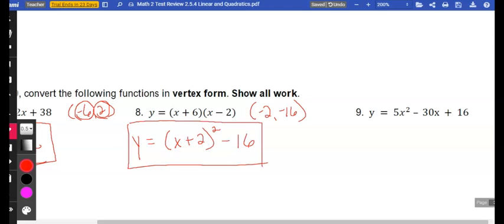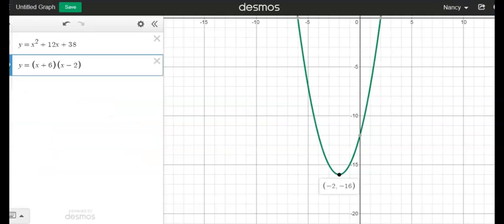All right, last one. Last one's a little bit different because it does have an a value of 5, so we need to just remember to make sure that we get that in there. Okay.